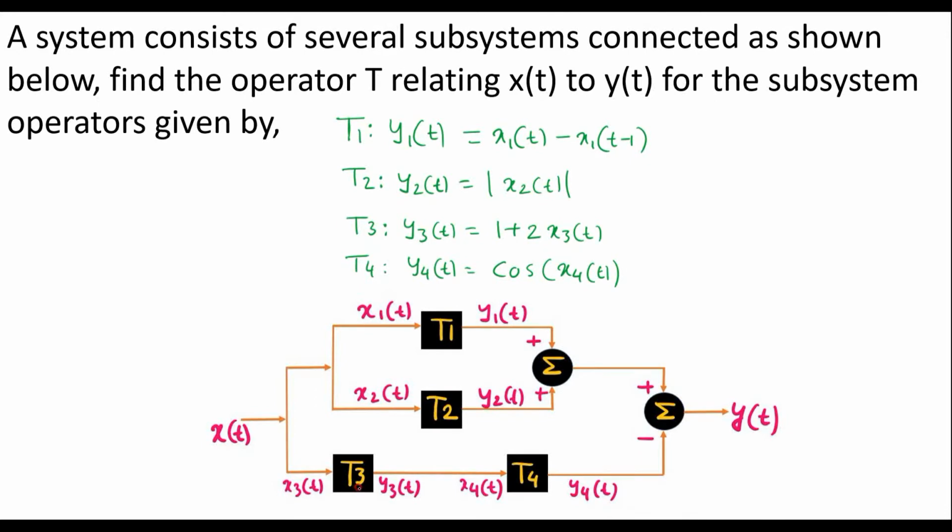For system T3, x3 of t is input, y3 of t is output. So T3 system is defined as y3 of t is equal to 1 plus 2 x3 of t. Here we have T4 subsystem. It has x4 of t input, y4 of t output, and output y4 of t is equal to cos of x4 of t. And this is the final output y of t. We are supposed to calculate the overall operator T of this system.